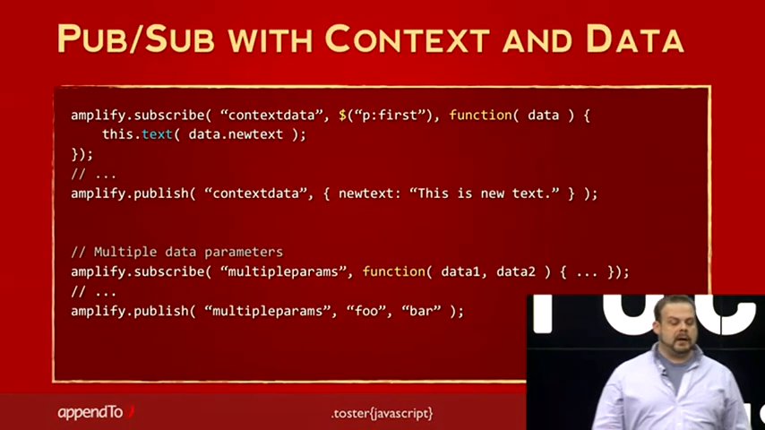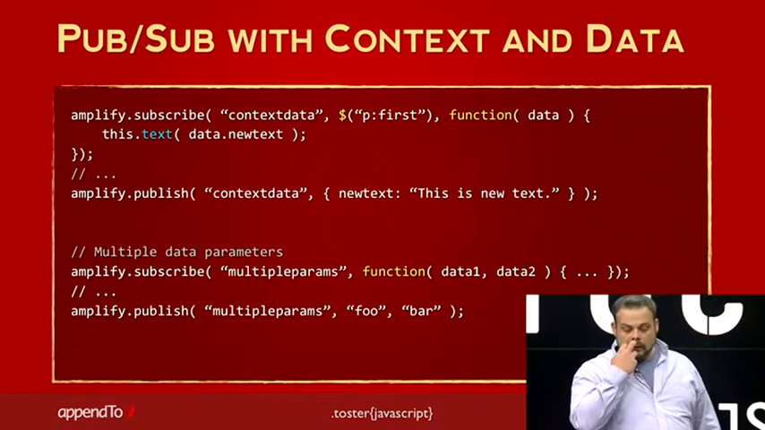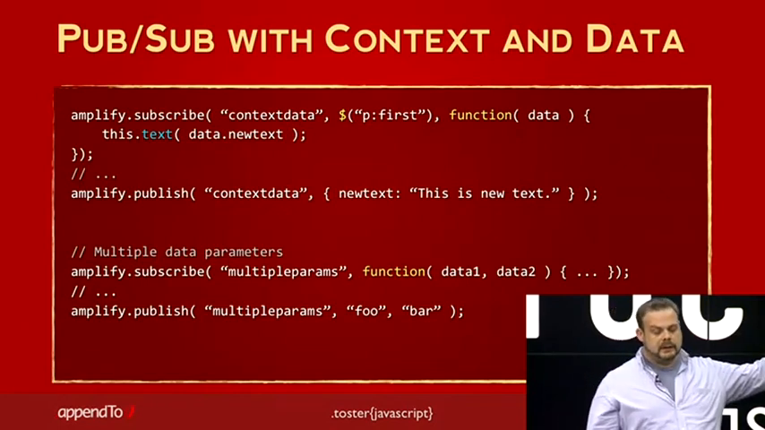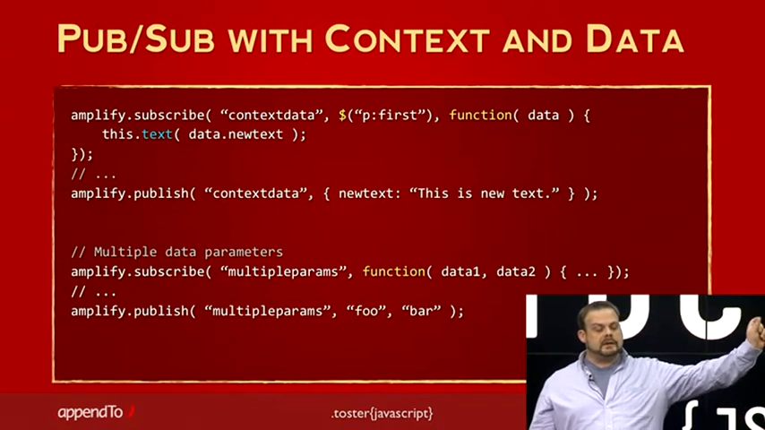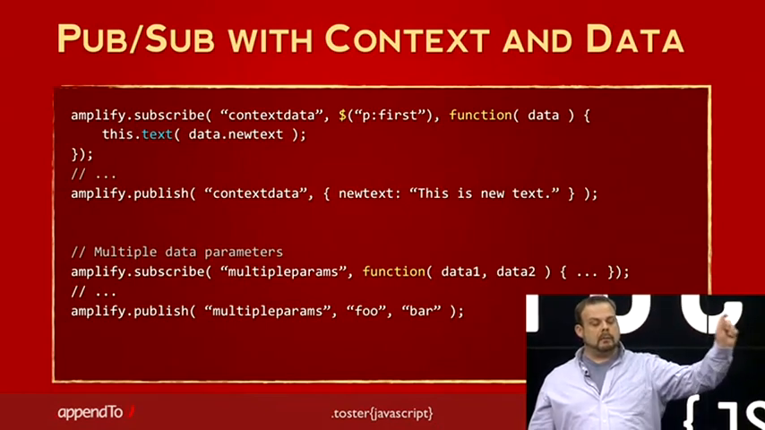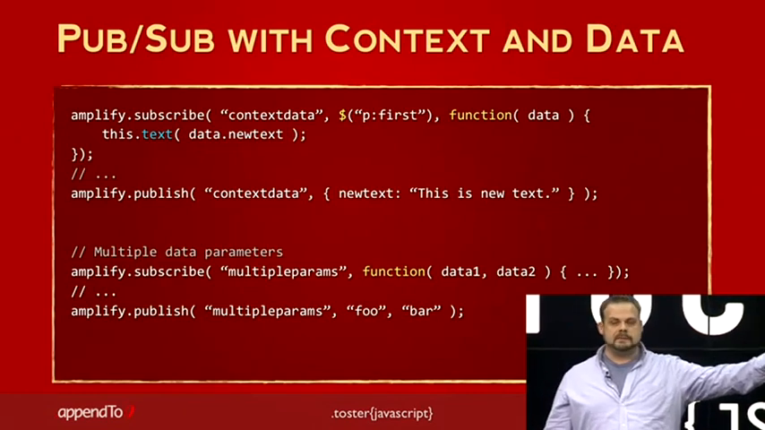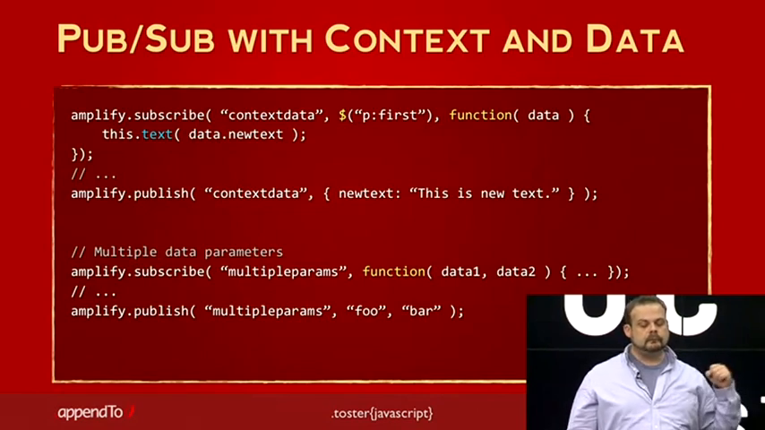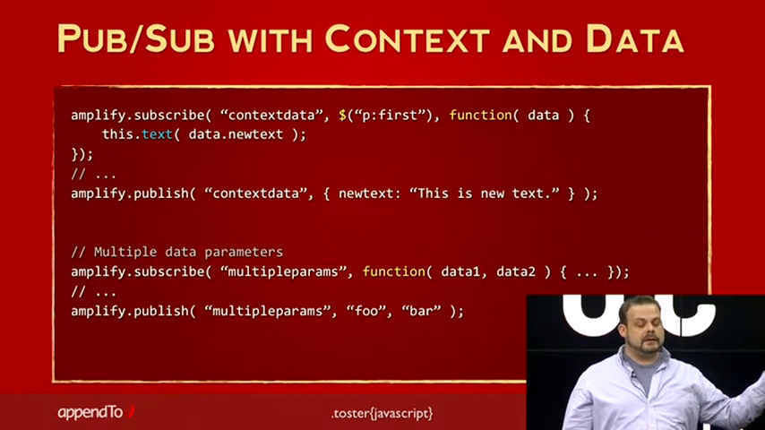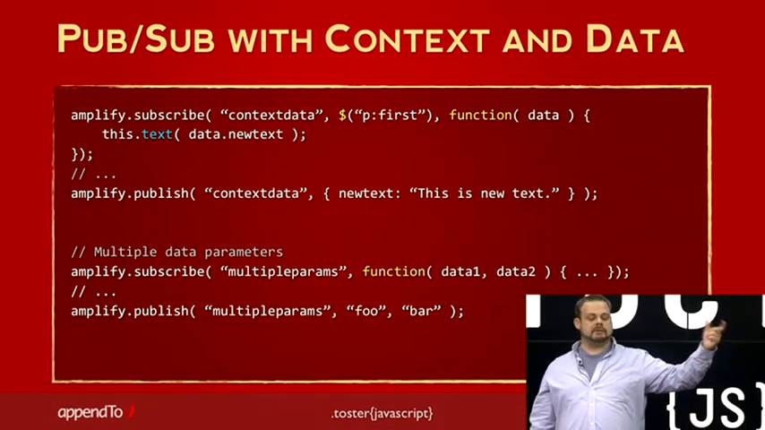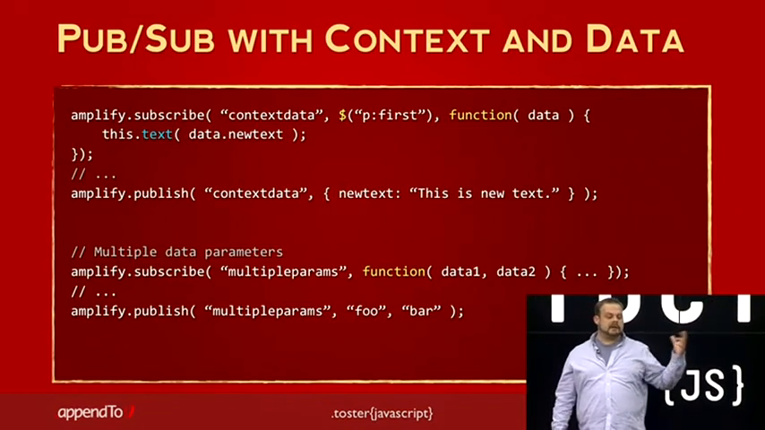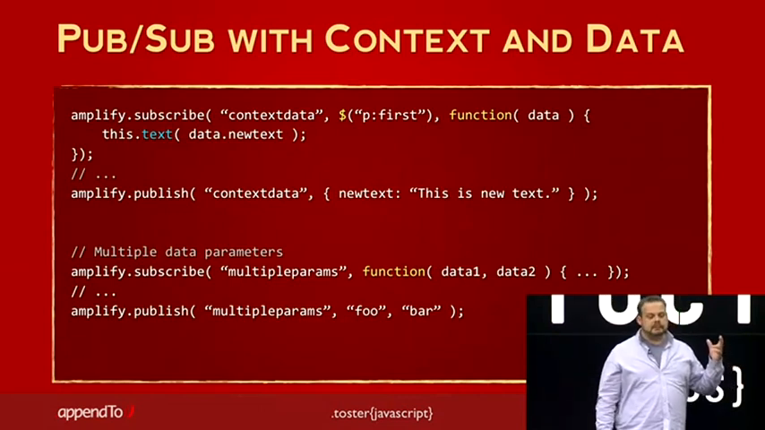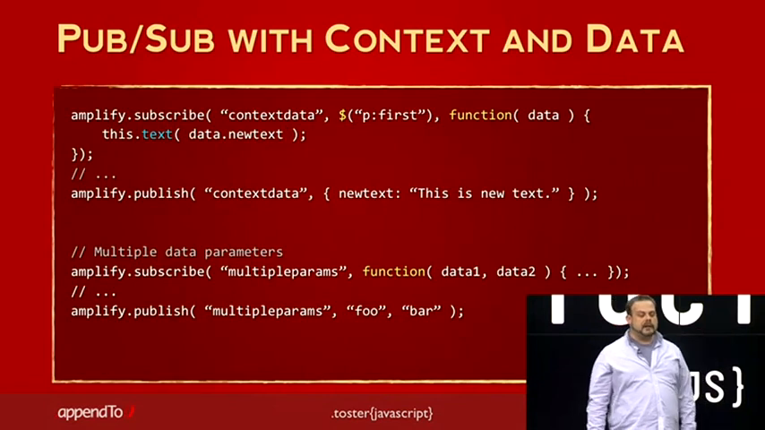So here, let's go back and look at that example I posted before. We have the first couple of things here. We have a subscription that we're assigning. We have a context, data is our topic. We're passing in the JavaScript object of the first P tag on the page. And then we have a callback function where we pass in data. And this refers to that JavaScript object. And we're going to assign the text of that object, we pass in data, that new text. And new text is the property of the object of data that we're passing in.